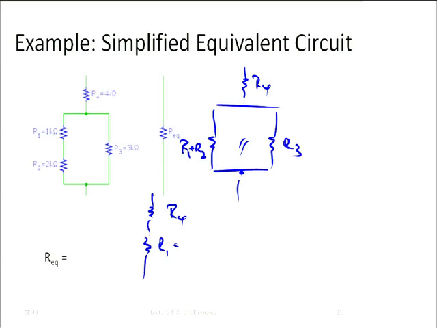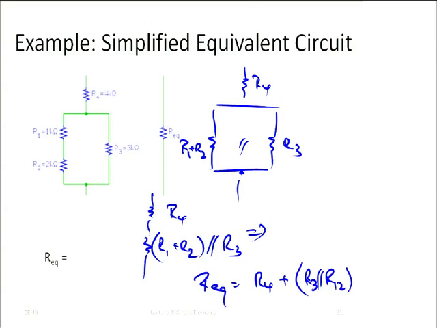Okay? And then finally, this whole thing is in series, and from there we get, I'm not going to even draw it anymore, well, it's drawn up there, our R_EQ is apparently equal to R4 plus R3 in parallel with R12, where R12 really stands for R1 plus R2. Okay? And you know what R3 parallel with R12 means. It means that you have to take the reciprocals of each of these, add them up, and then take the inverse once more. Then you have this.